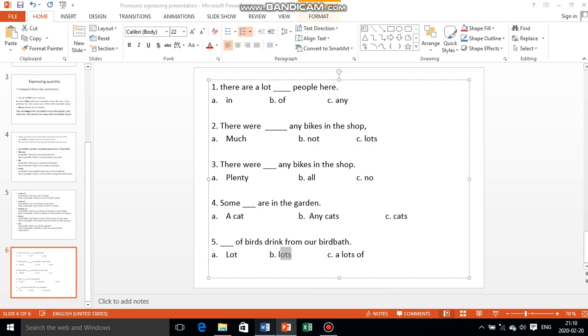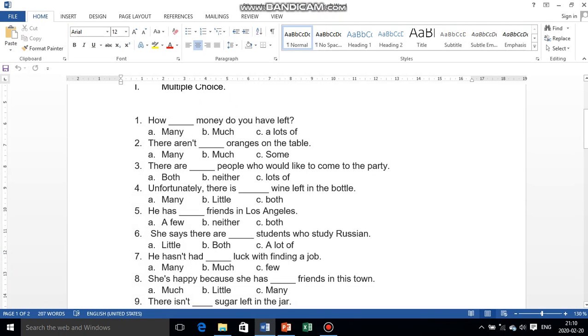Okay. Let's go to your homework. Number one. How blank money do you have left? Okay, you need to find the noun. The noun is money. Okay, and then you need to think if it is countable or uncountable. And then money is uncountable. So you use the word much. Much is for uncountable. Many is for countable. So the correct answer is much. How much money do you have?